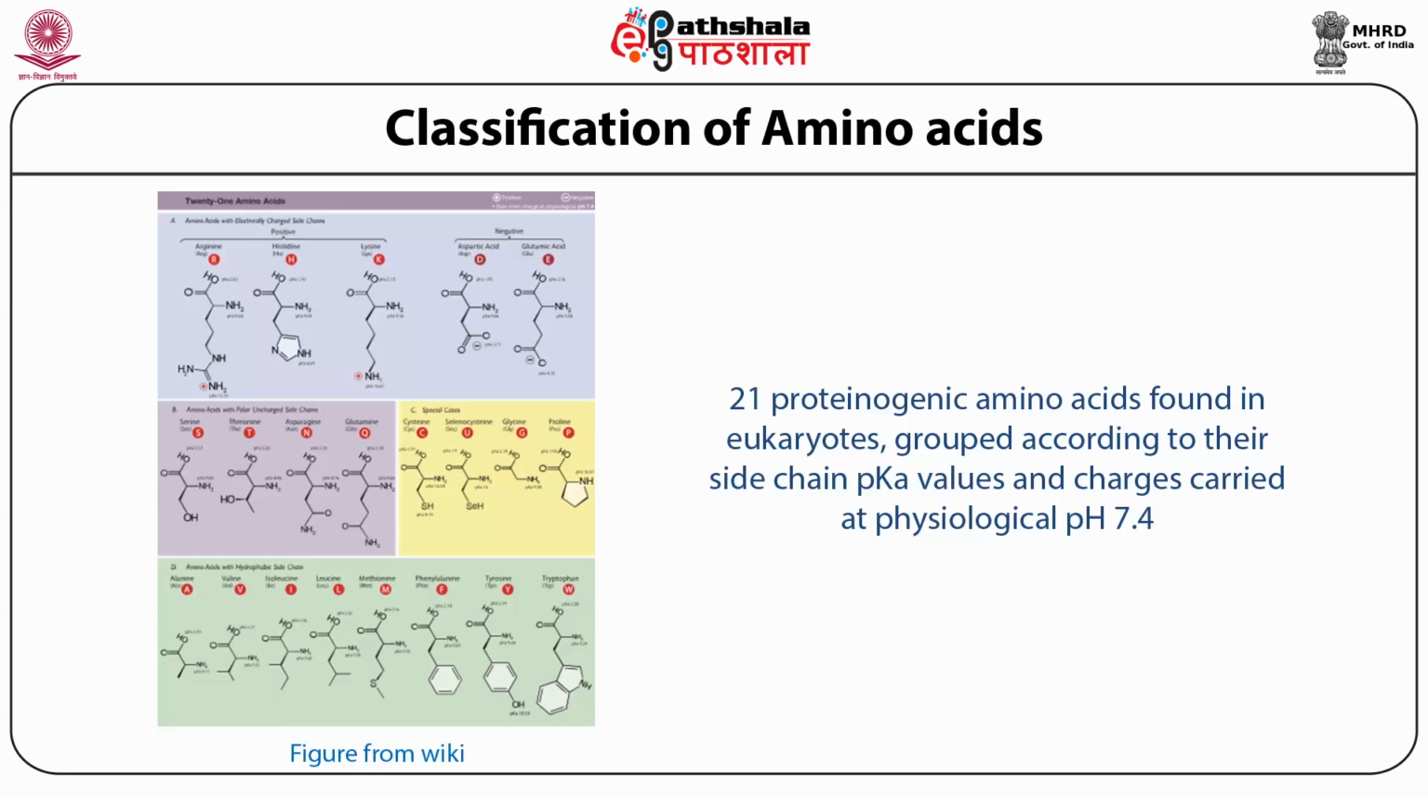Amino acids which have uncharged chains like serine, threonine, glutamine, asparagine, and special amino acids: cysteine, selenocysteine, glycine, proline. And lastly, a group of hydrophobic amino acids and those having aromatic rings in their side chains.